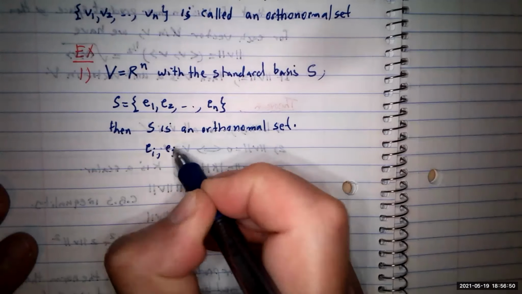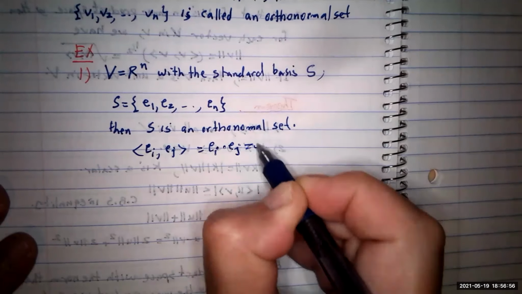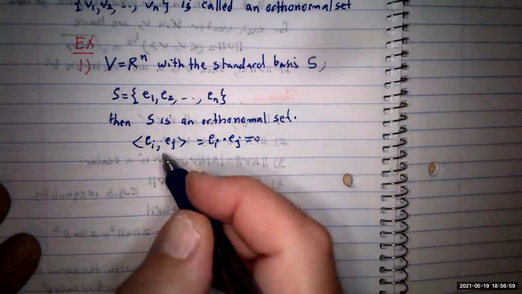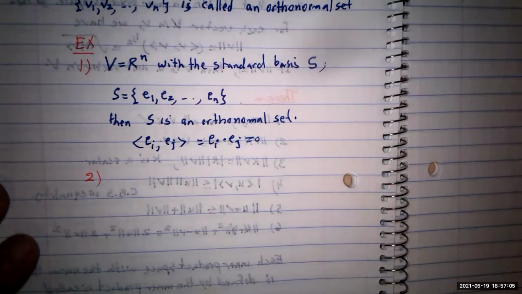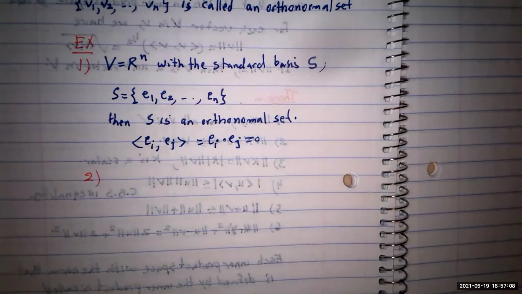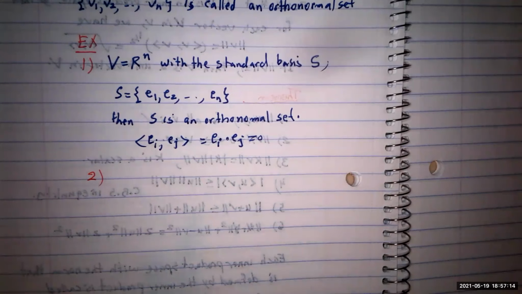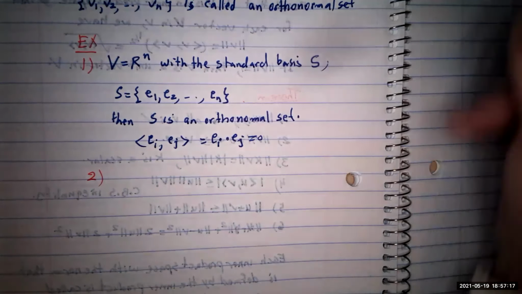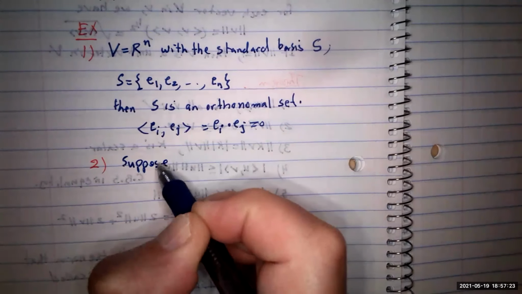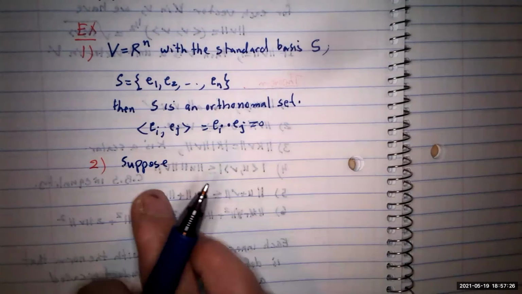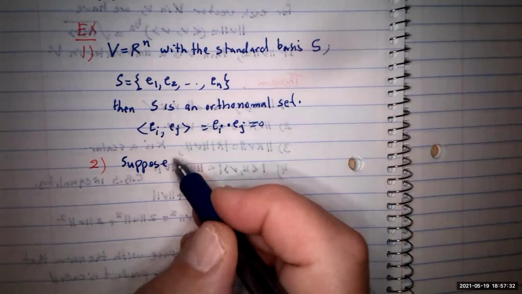Because you know that this inner product is going to be the dot product. So Ei and Ej is just the dot product, and the dot product of these is going to be equal to zero for i not equal to j. And of course, they are all unit vectors. So this is going to be the standard one. If you want to have something a little bit different, suppose we give you one of these different ones.